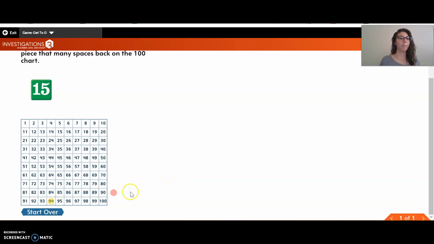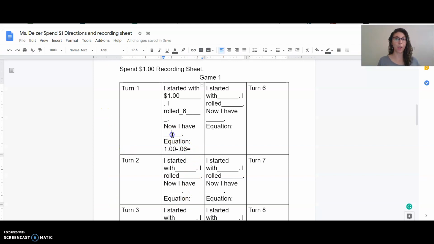Ooh, I have 94 left, but since we're talking about coins, I can't just write now I have 94, because I don't know 94 what? 94 elephants, 94 cups? No. I have no dollars. I have 94 cents. No dollars and 94 cents. Then, player 2 is going to do the same thing on their chart.